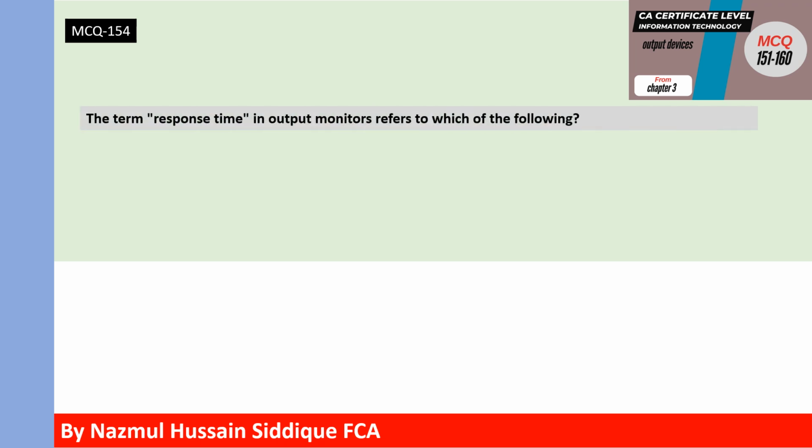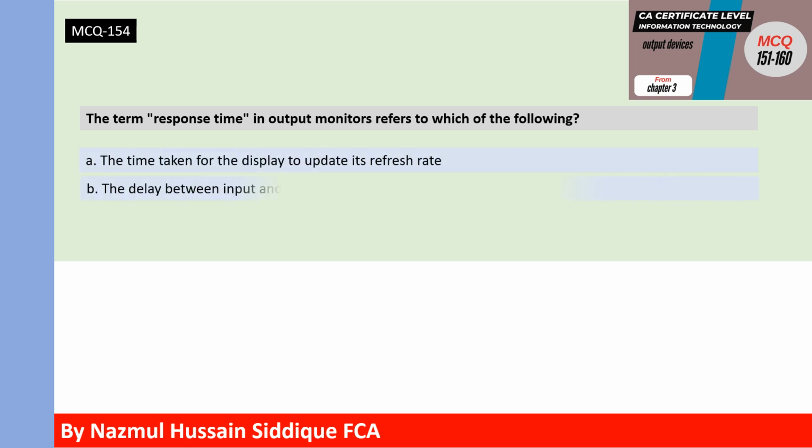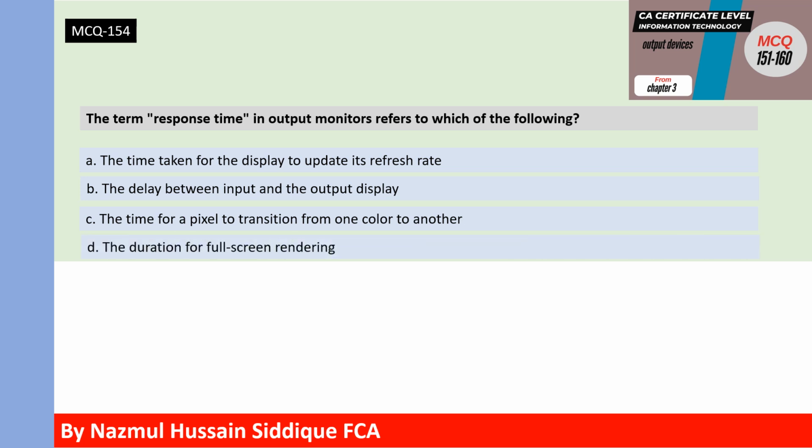The term response time in output monitors refers to which of the following? Option A, the time taken for the display to update its refresh rate. Option B, the delay between input and the output display. Option C, the time for a pixel to transition from one color to another. Option D, the duration for full screen rendering.